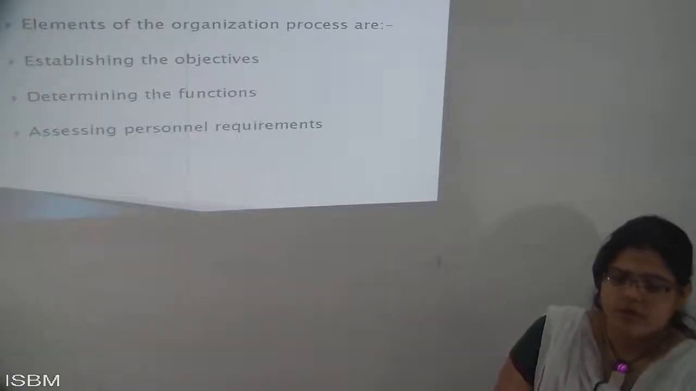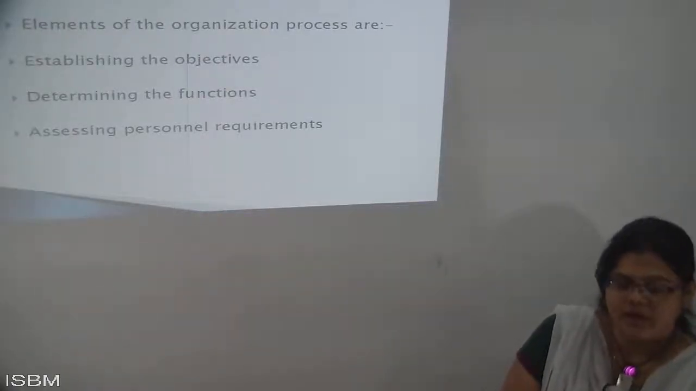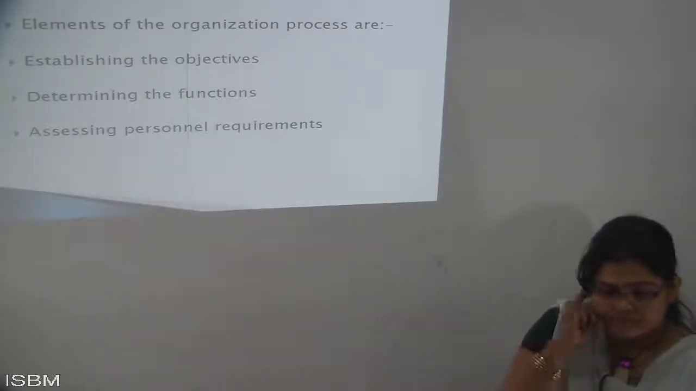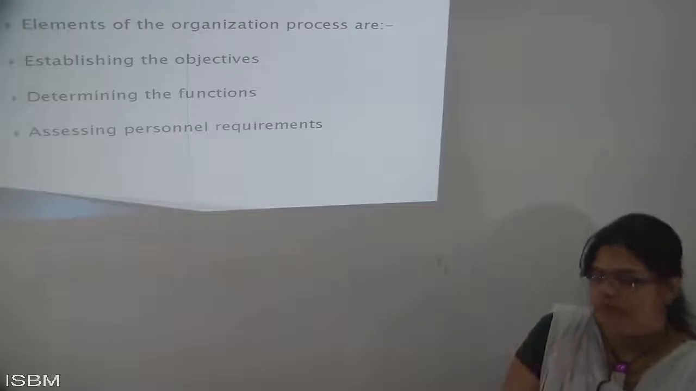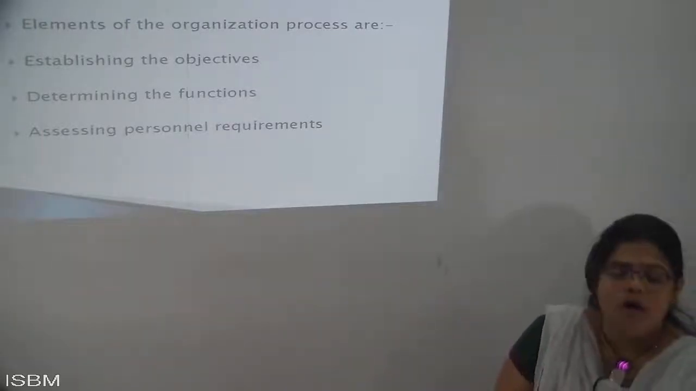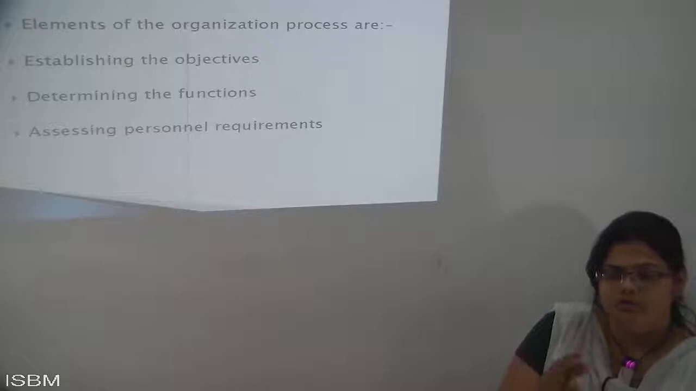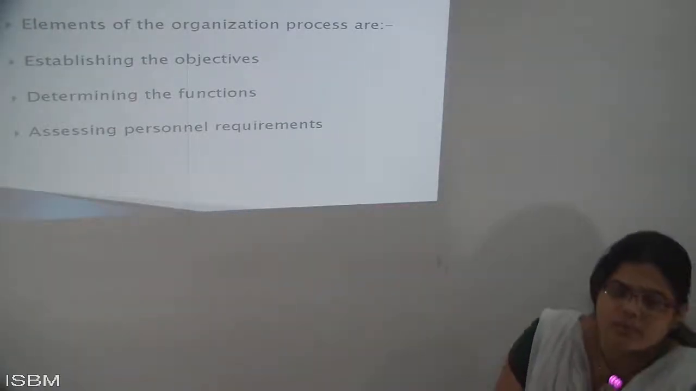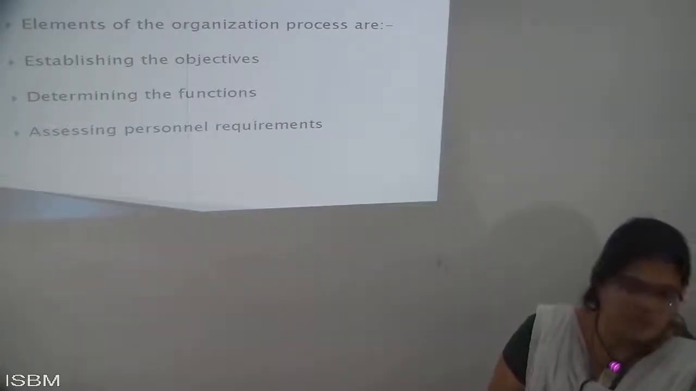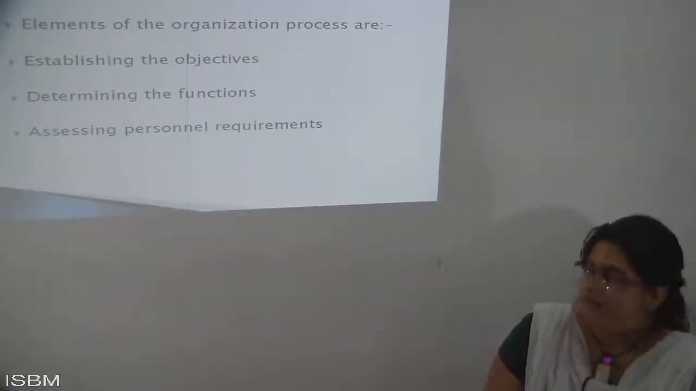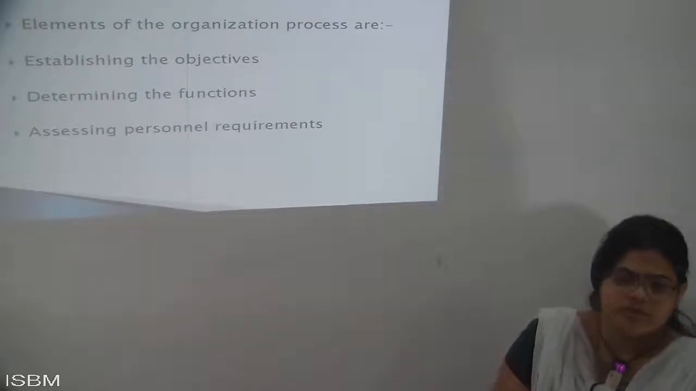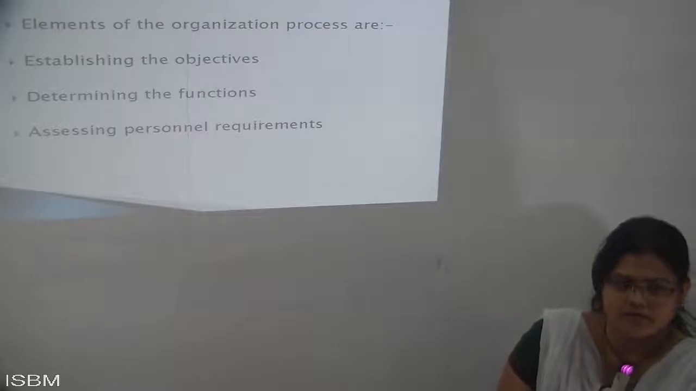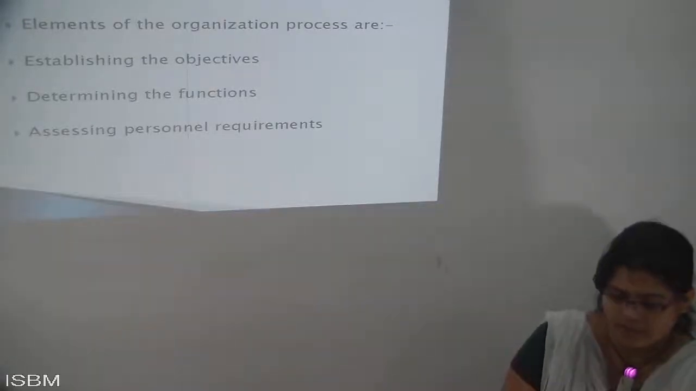Now here you are getting certain principles, and with the help of principles you get elements. With the help of an element, you get to know how the process is completed in the organization. First, you need to establish the objectives, whatever the objectives are. Next are the functions, whatever has been given to you. Then afterwards, the assigning of people, whatever has been given.